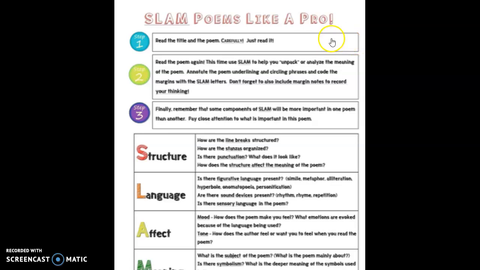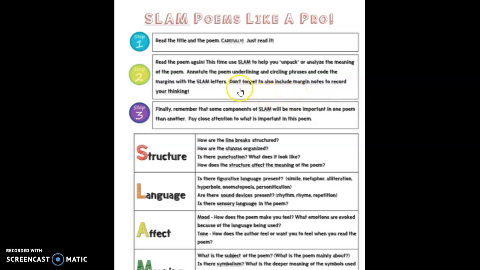So how do we slam poems? Number one, we read the title and the poem carefully. We don't ever want to miss the title, okay? Because the title is going to give us clues as to what the poem is going to be about. Number two, you read the poem again. We know good readers read more than once. This time, you're going to use the slam method at the bottom to help you unpack or analyze the meaning of the poem. We know how to use hashtag legit when we annotate, and we can use that as well, the same thing.